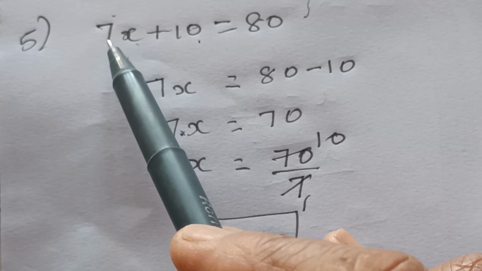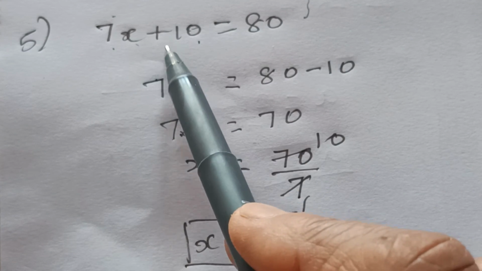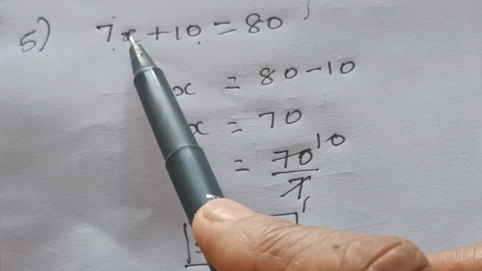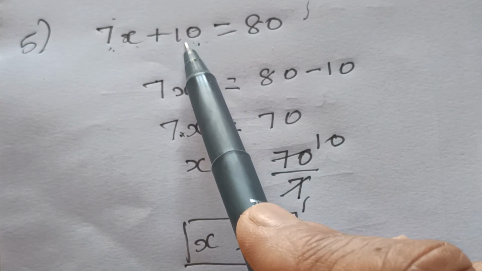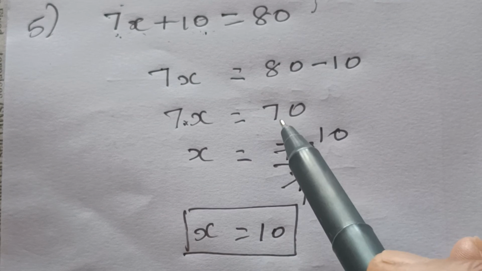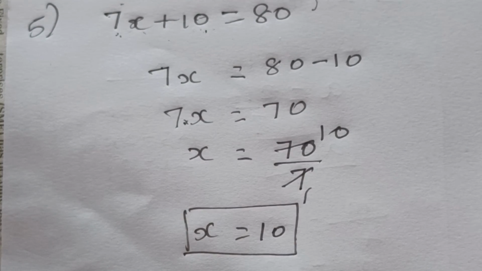So when you have two numbers on the left hand side, move the numbers one by one. First with plus and minus, whatever you have. Don't remove the 7, this is called the coefficient of x. Don't move the coefficient, you move the other number. So plus 10 becomes minus 10, and therefore 7x equal to 80 minus 10 is 70. Then you move the other number, multiplication becomes division.